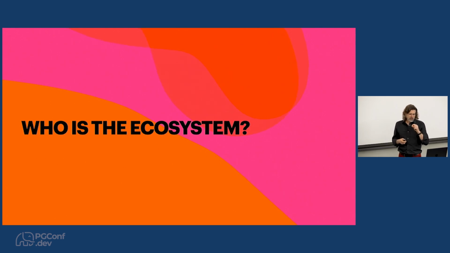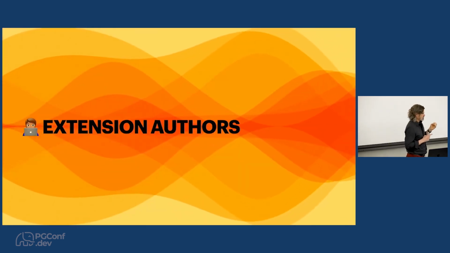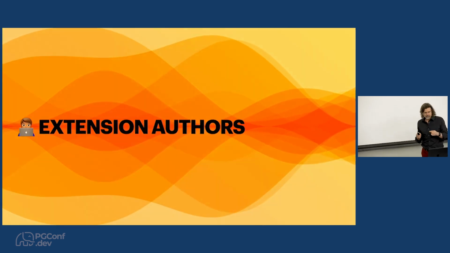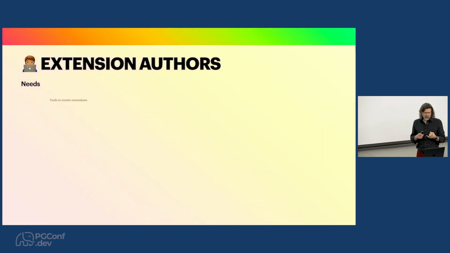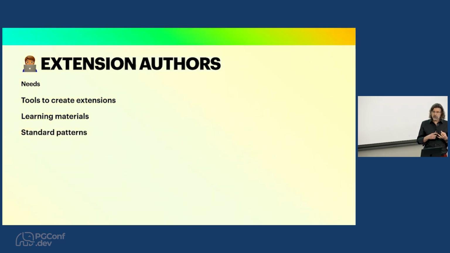But this leads me to the question of what exactly, or who, I should say, is the ecosystem. When I say the future of the extension ecosystem, who are we talking about here? I'm putting it into a number of categories. One is extension authors, which I think probably many of you have been. The needs of extension authors include tools to create extensions, and learning materials so that you know how to get started, and what references there are to build things.